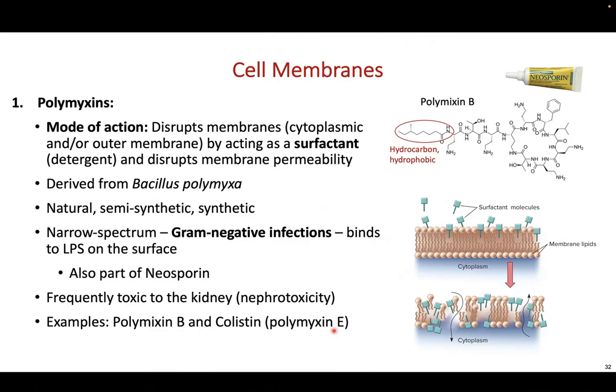But the disadvantage of this class is that it mostly results in frequent toxicity to the kidney, which is not good for you, so you should not abuse this. Examples of this class of antibiotics are polymyxin B and colistin.